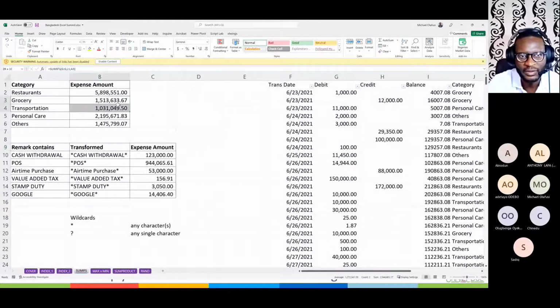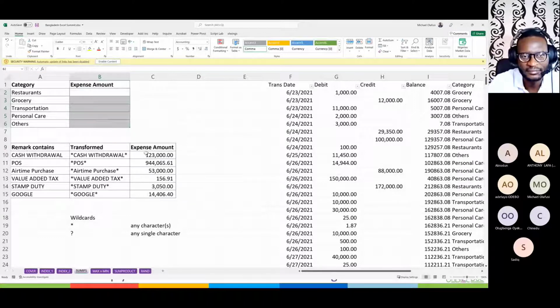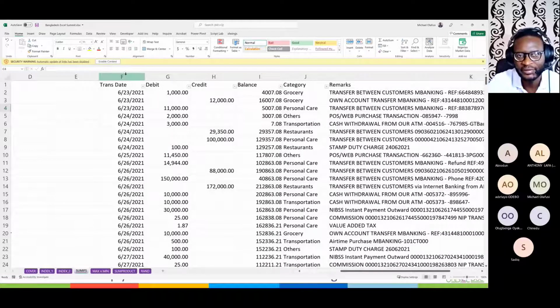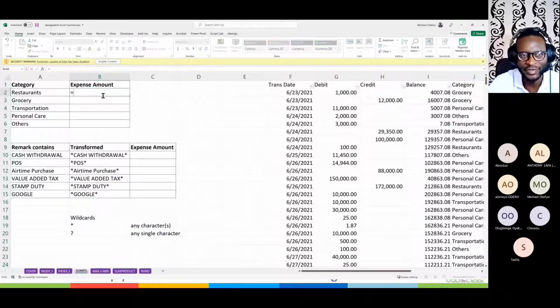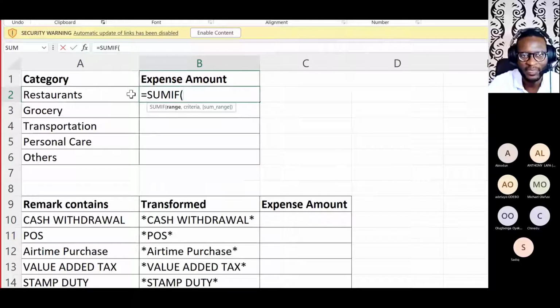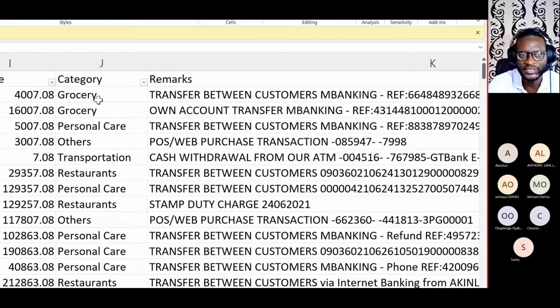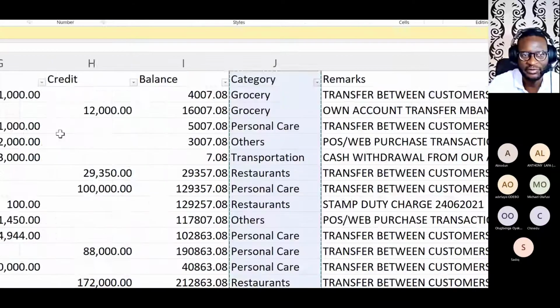So look at this now. This is bank statements, right? Transaction date, debit, credit, balance, category. Well, this doesn't come in most bank statements. But anyway, let's say you told somebody to do this. So if I want to see all the total money I spent in restaurants, right? Remember sumif, the range. So the range is where all these categories are. So I want to see which category is restaurant. So that's my range.